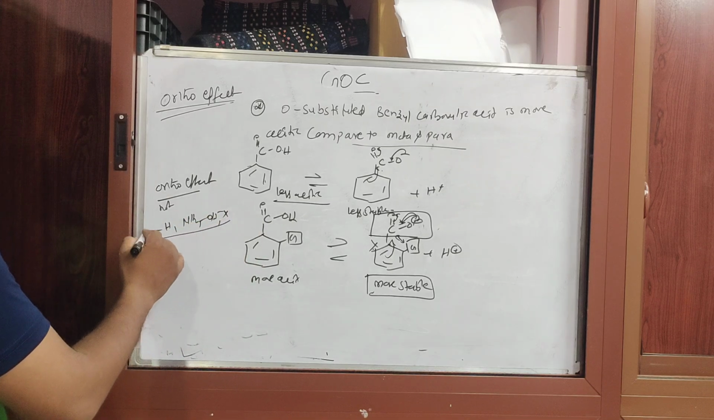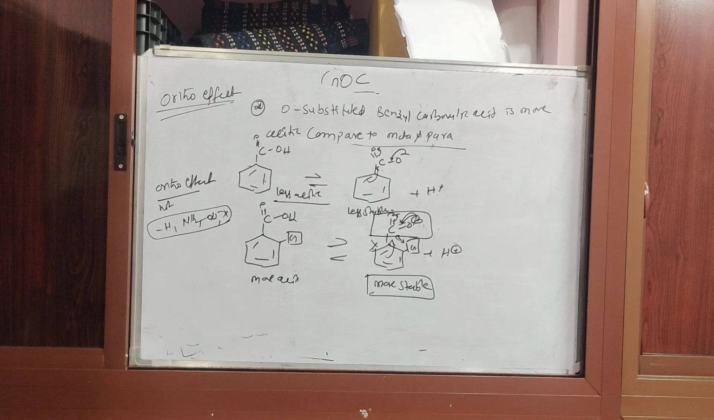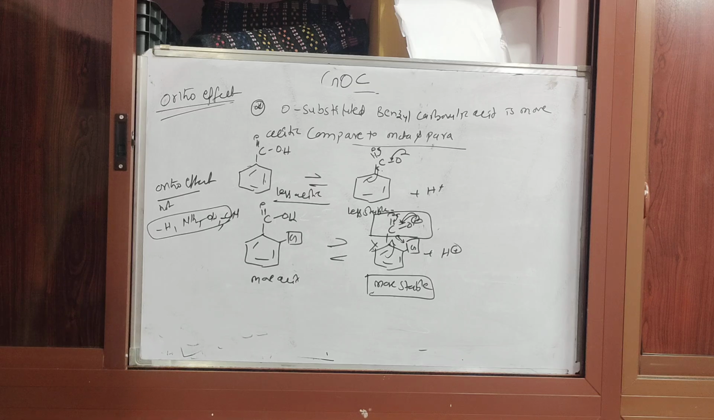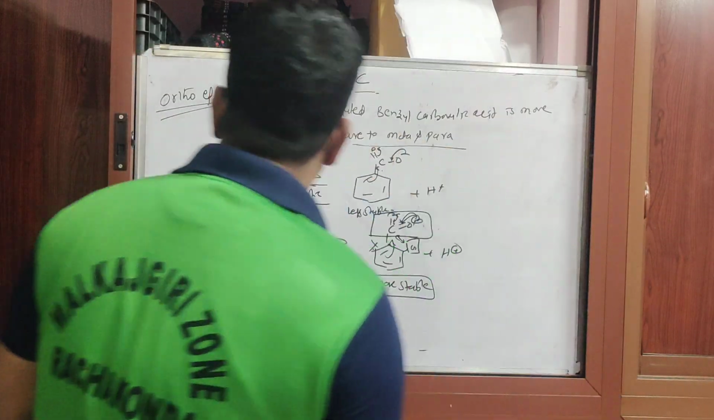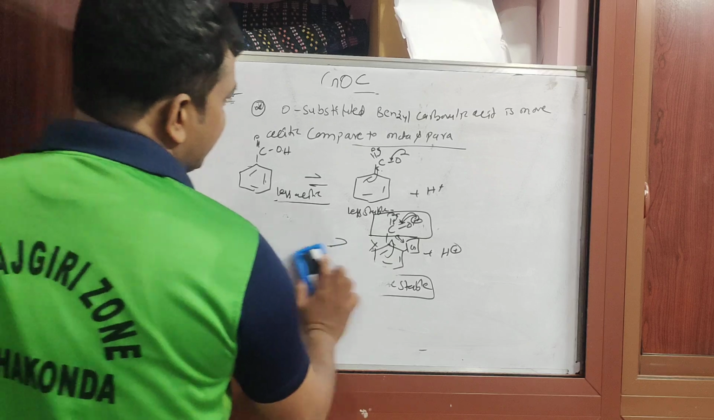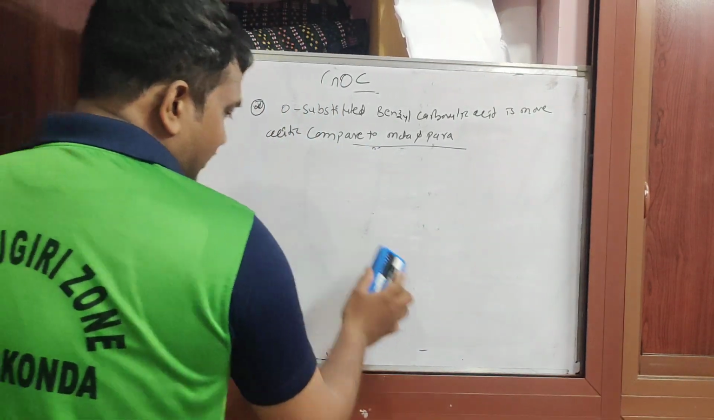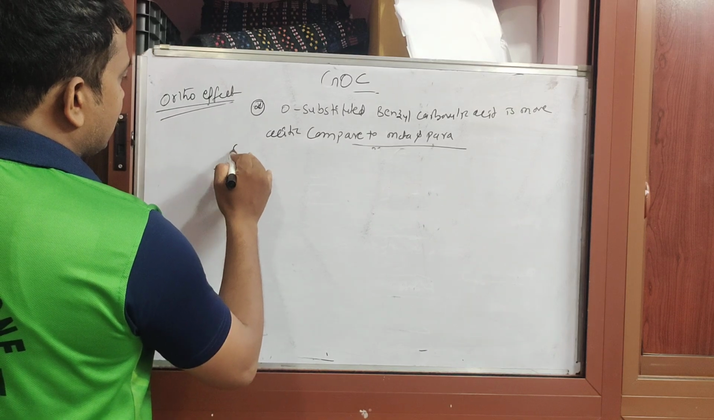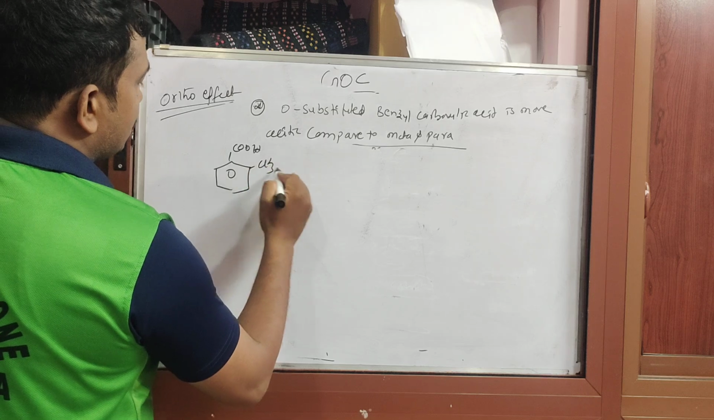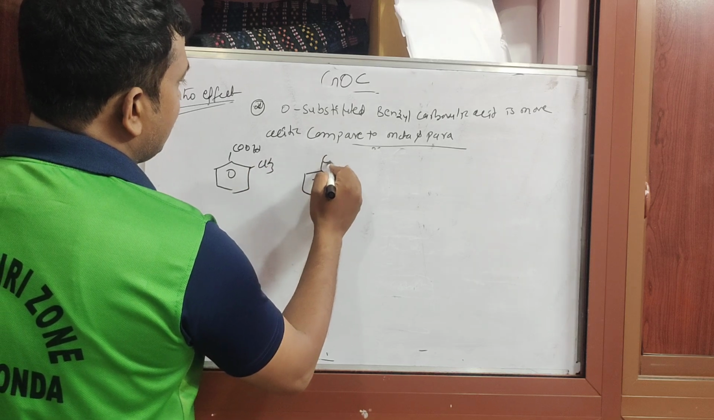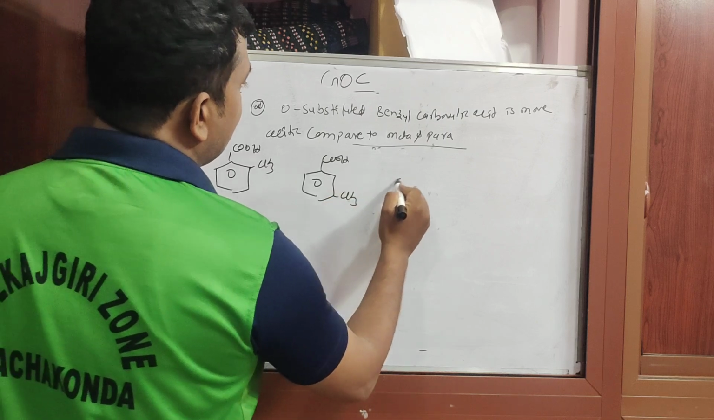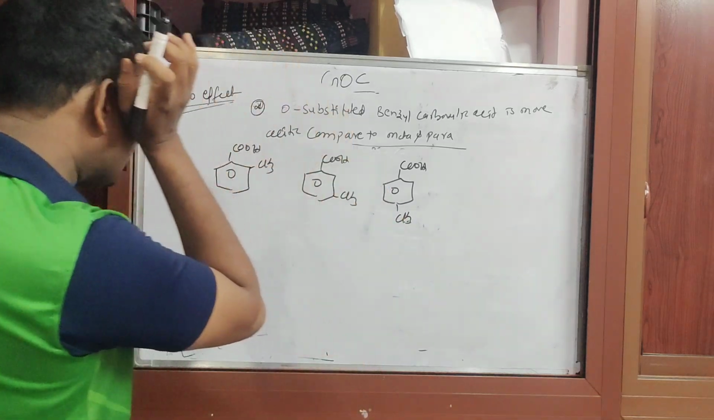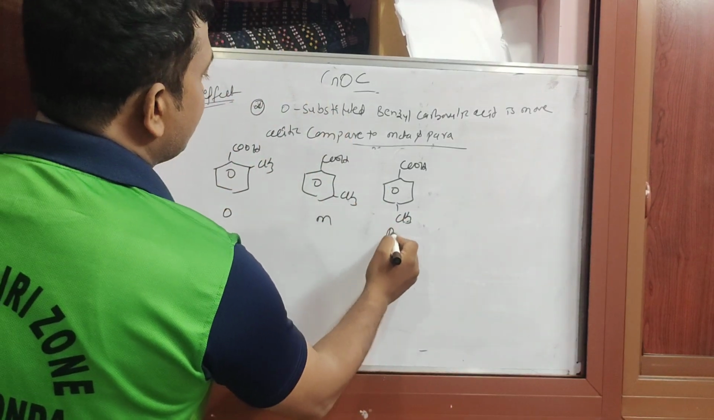OH, NH2, halogen, CN. These are not showing any effect on the ortho position. If you take, for example, one of them, compare the acidic strength of the carboxylic acids. Take ortho methyl benzoic acid, meta, and para positions of this methyl group: ortho, meta and para.